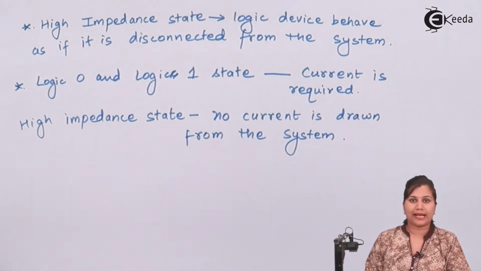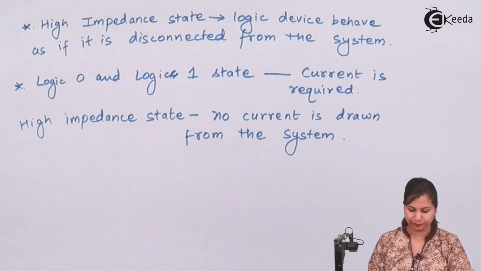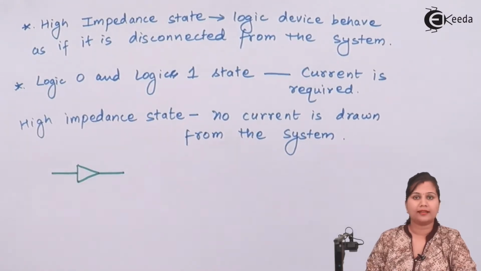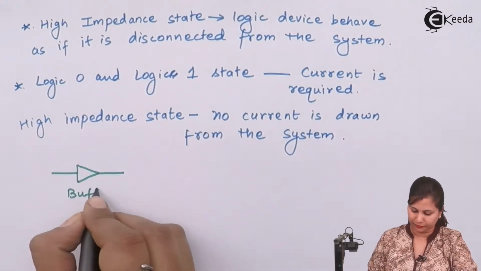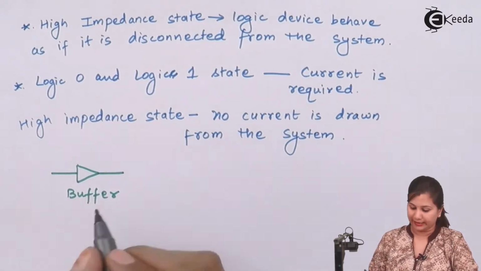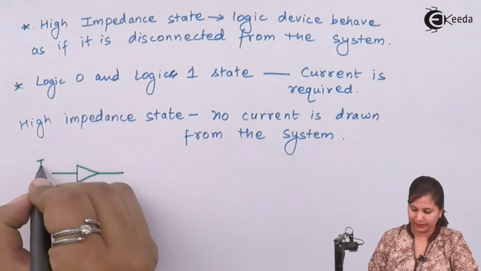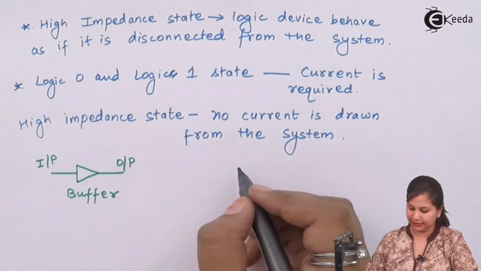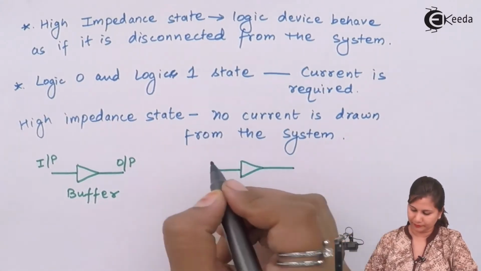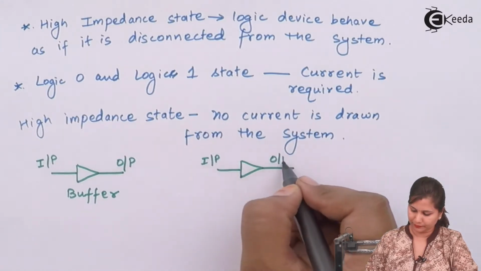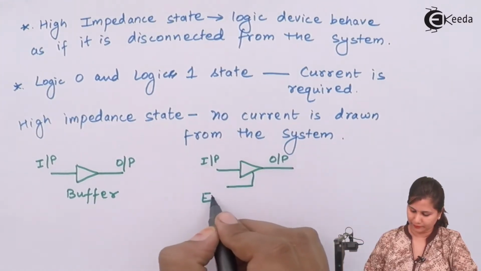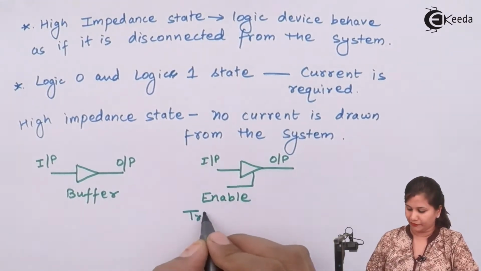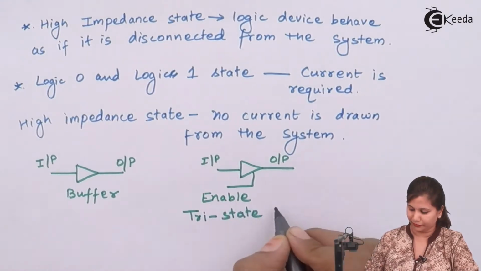Let's take some examples of the tri-state logic devices. This is a buffer. This buffer has two lines. One is the input line and the other is the output line. Now, if we have a third line, which is called the enable line, then this buffer is called the tri-state buffer.